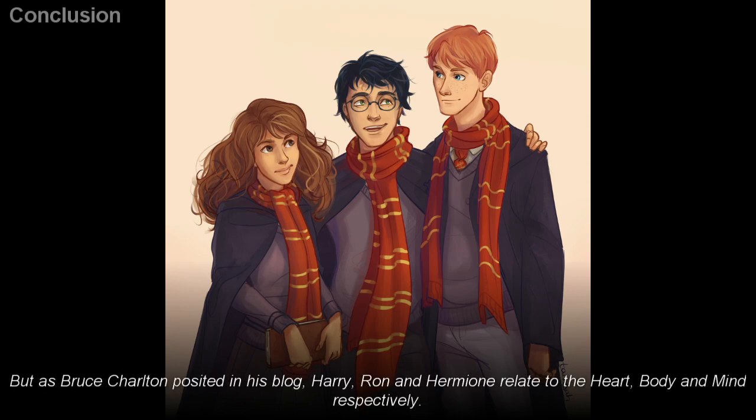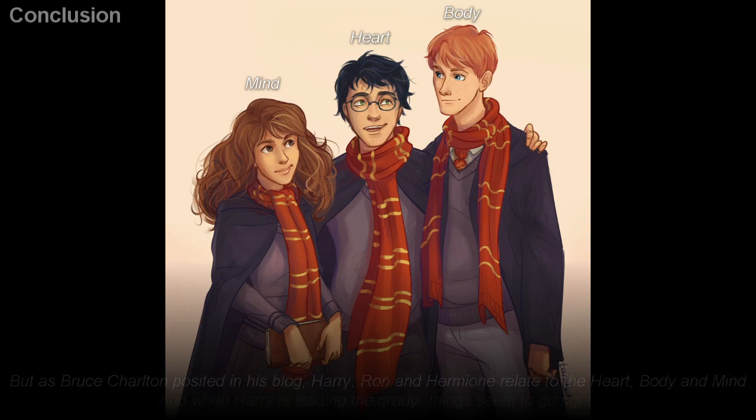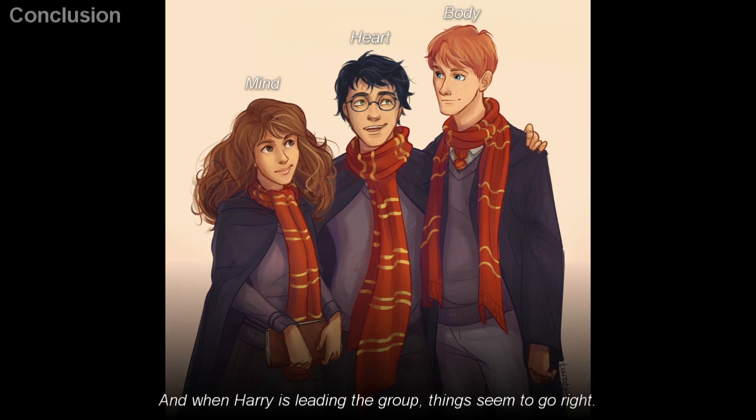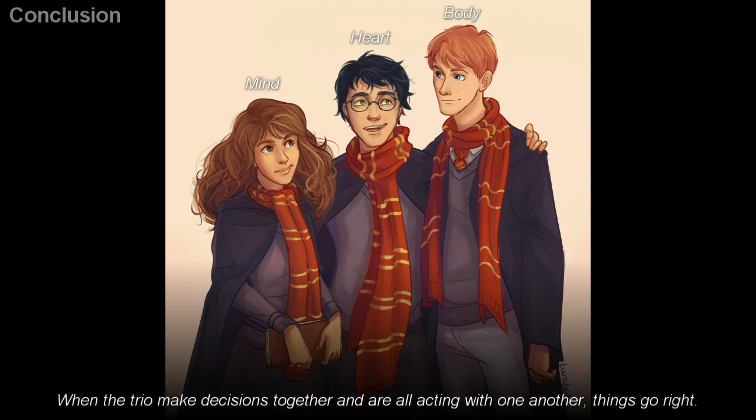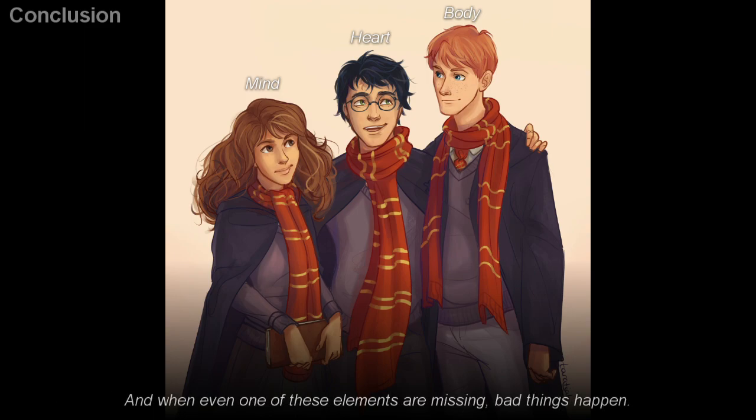But as Bruce Charlton posited in his blog, Harry, Ron, and Hermione relate to the heart, body, and mind respectively, and when Harry is leading the group, things seem to go right. I've noticed something similar as well. When the trio make decisions together and are all acting with one another, things go right. When even one of these elements is missing, bad things happen.